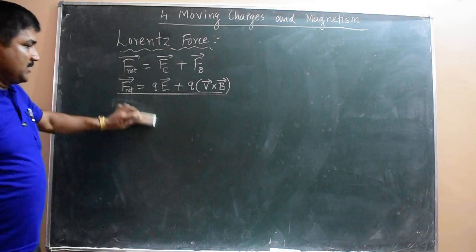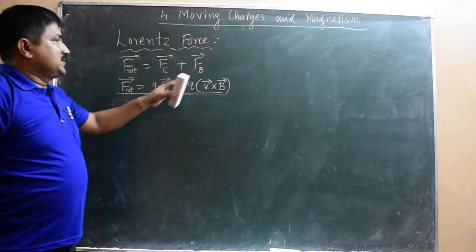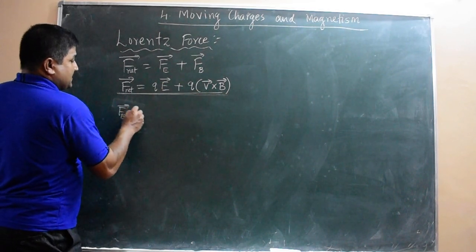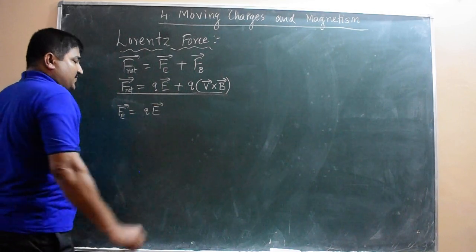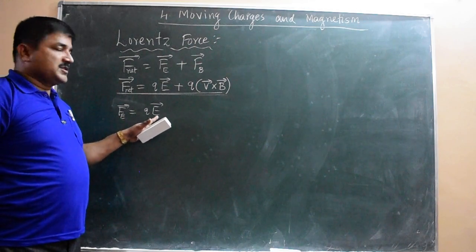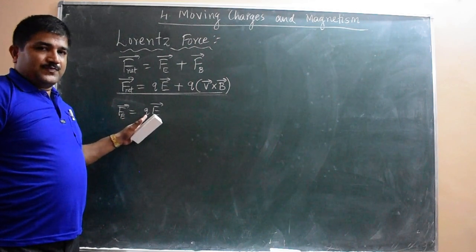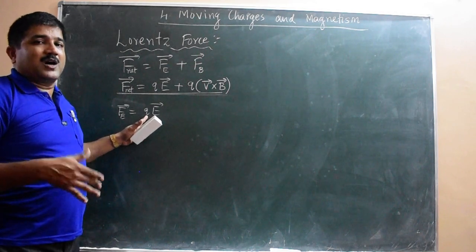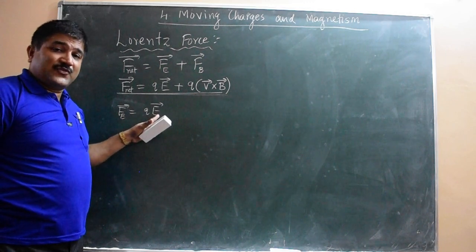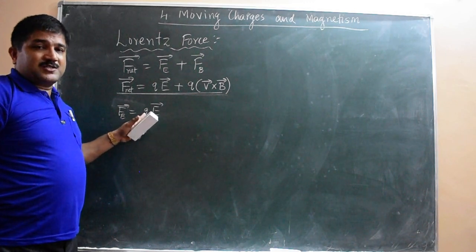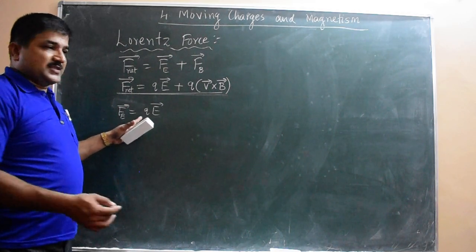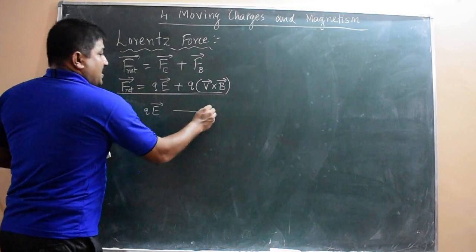So this is called the Lorentz force expression. In the last class I discussed the magnetic force. Electric force Fe is Q into E. This you have studied in the first chapter itself. When a charge is placed in an electric field, it experiences a force QE. If the charge Q is positive, like a proton or alpha particle, then the force experienced is in the direction of the electric field. If the charge is negative, like an electron, then the force is opposite to the electric field.